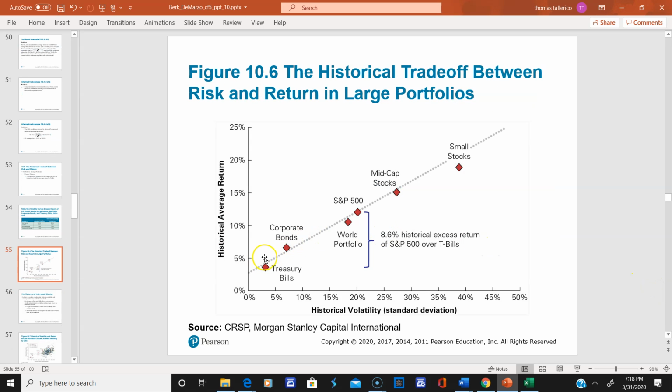Here is the historic volatility. Here's volatility plotted, and here are historical average returns. You can clearly see that small stocks have the larger return, but they also have what else? Look right here, the larger volatility. And look, small return for the T-bill, small volatility, and it almost falls along a straight line here. So you can kind of see how that all plays out.